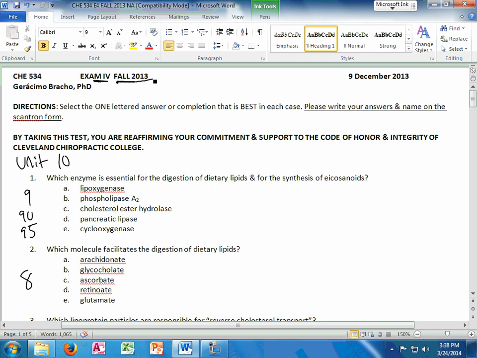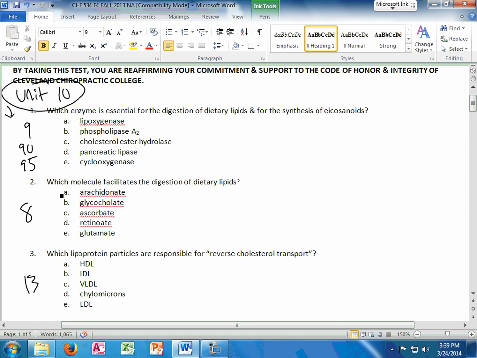The first 30 questions on this test are from Unit 10, and these are all the slide references on the left-hand column. The final 10 questions are from Unit 11. And we'll start going through these here.